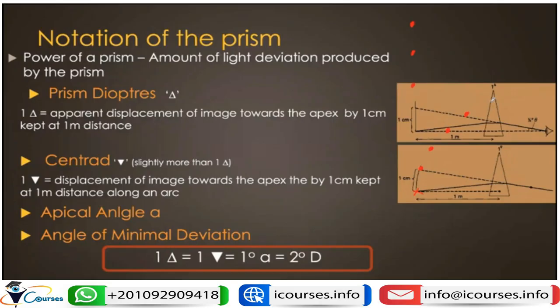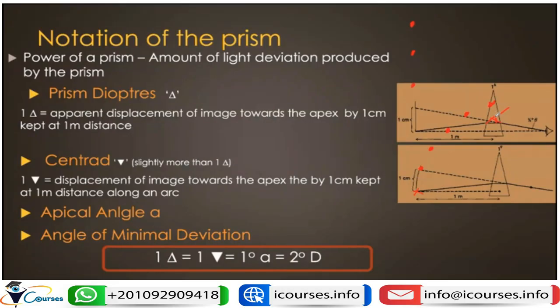We can also refer to the prism power by the apical angle, or angle alpha, or we can refer to it by the angle of minimal deviation. So this can be like this, and this is like this, and this is the minimal angle of deviation.